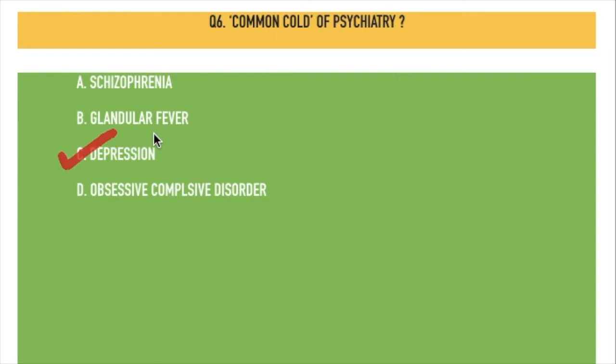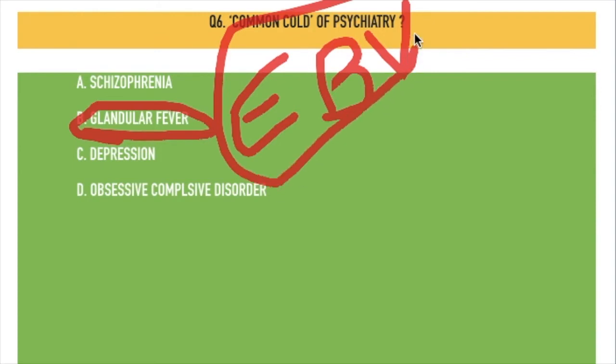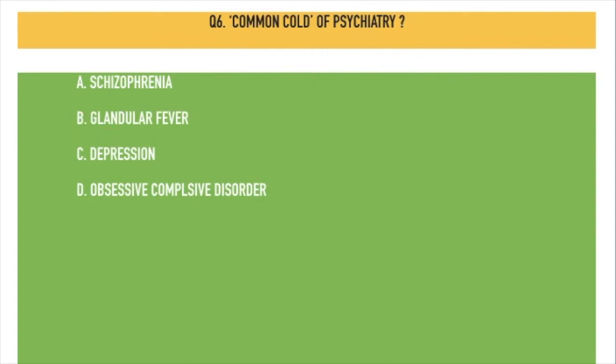Okay, moving on to the next question. What is glandular fever? Glandular fever is also known as mono or kissing disease. It is an infectious disease, not a psychiatric condition. It's an infectious disease which is caused by the organism EBV, or what is that, Epstein-Barr virus, EBV. So glandular fever is an infectious condition caused by Epstein-Barr virus or EBV. So the answer for question number 6 is C, depression.